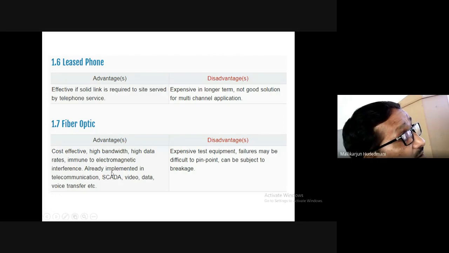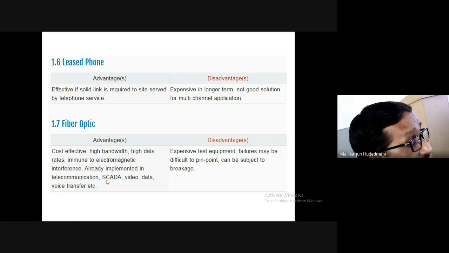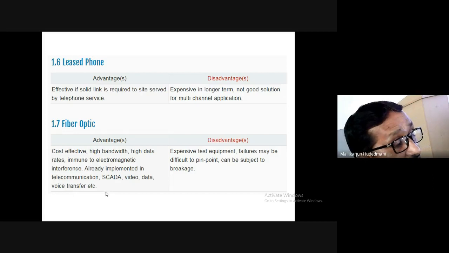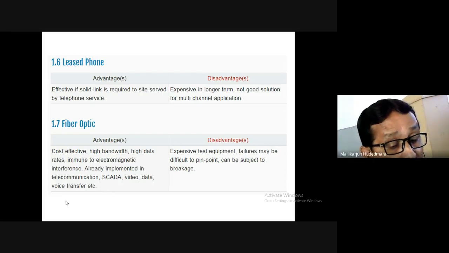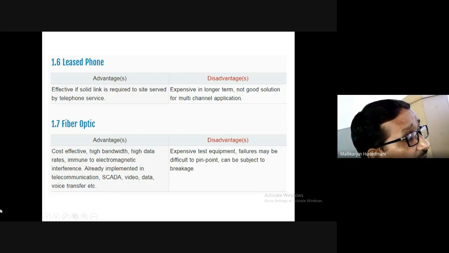Other telephone lines or satellite or any other communications are really affected by electromagnetic switching. Those switchings will have an interference on the communication lines. Communication lines are susceptible to such interference. Those interferences will definitely cause wrong data to propagate to the end devices. There could be erroneous communication or erroneous data which could lead to wrong judgments. Already implemented in telecommunication.